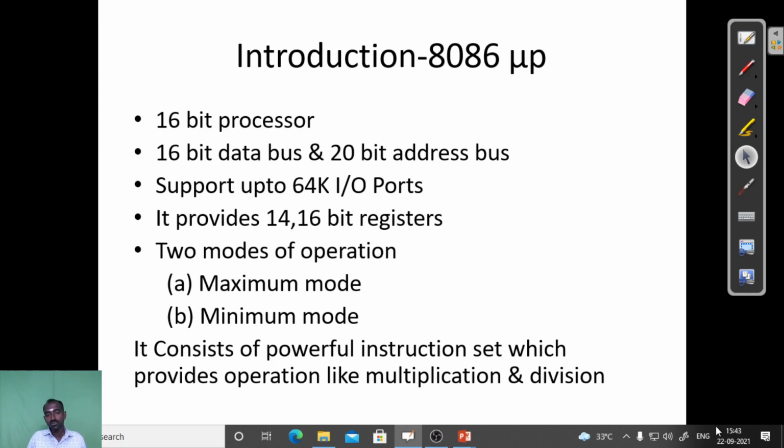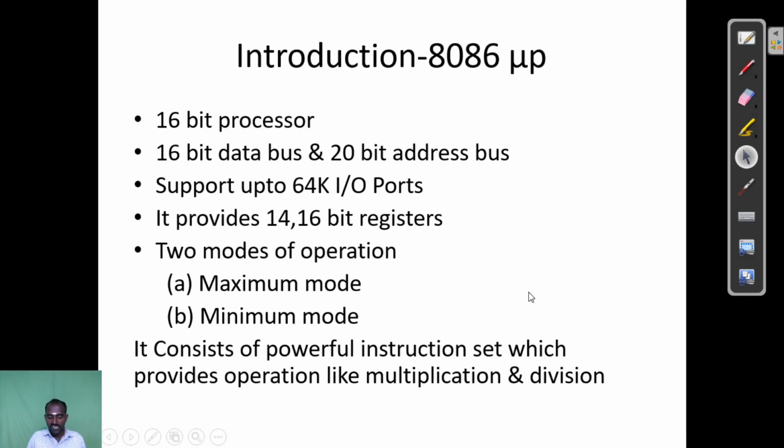Next, it uses 2 stages of pipelining. The first one is the fetch stage, and the other one is the execute stage. This is the introduction of the 8086 microprocessor. Next, we discuss the architecture.